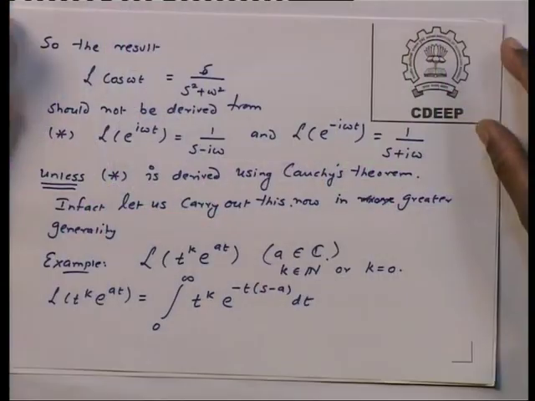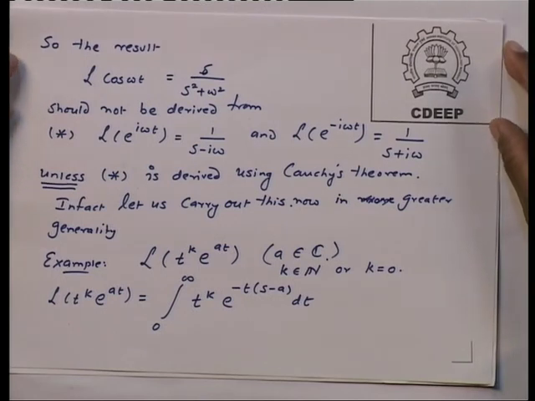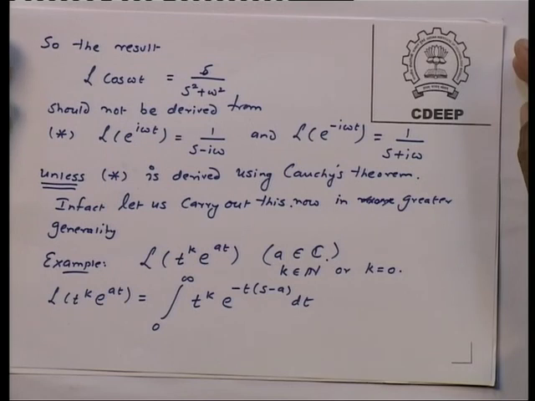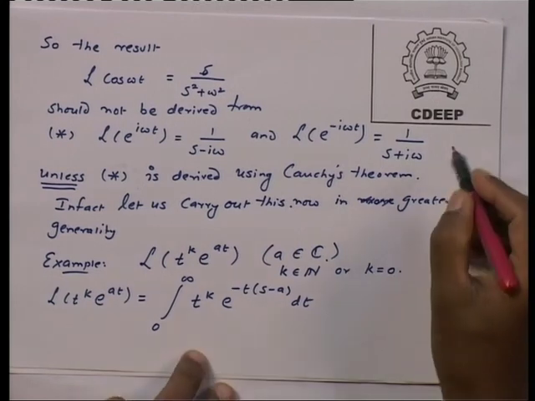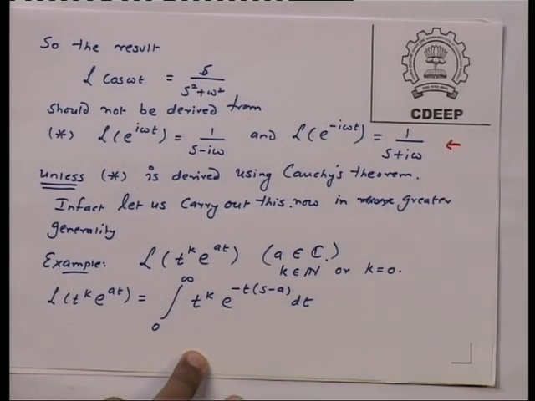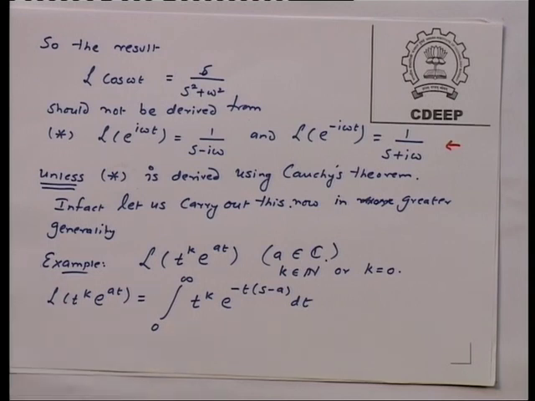So the advice is that the Laplace transform of cos omega t equal to s upon s squared plus omega squared should not be derived from the pair Laplace of e to the power i omega t and Laplace of e to the power minus i omega t, unless you first prove this result using Cauchy's integral formula.